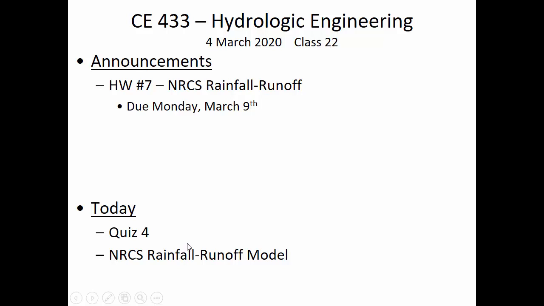Now, with the NRCS rainfall runoff model, what we're going to be doing is trying to work towards a method that will allow us to predict the runoff when we don't have a unit hydrograph available. A unit hydrograph is very useful if you've previously taken runoff measurements in a watershed, but there's the vast majority of watersheds that you're not going to have any actual runoff data for.